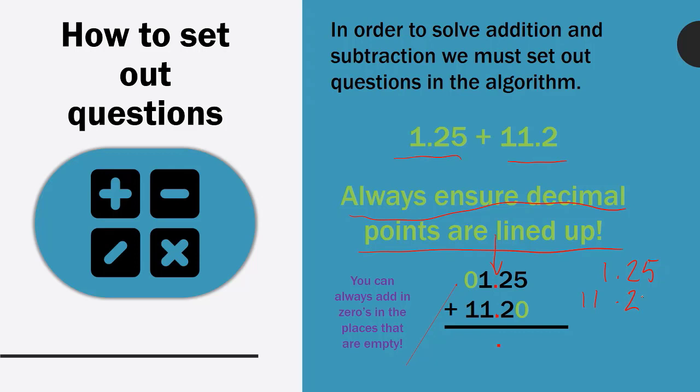and there are some spaces here that have blanks in them. Now, you can always add in zeros in the places that are empty. So if you find this off-putting, or if you find it confusing, just add in zeros. There is nothing wrong with doing that.